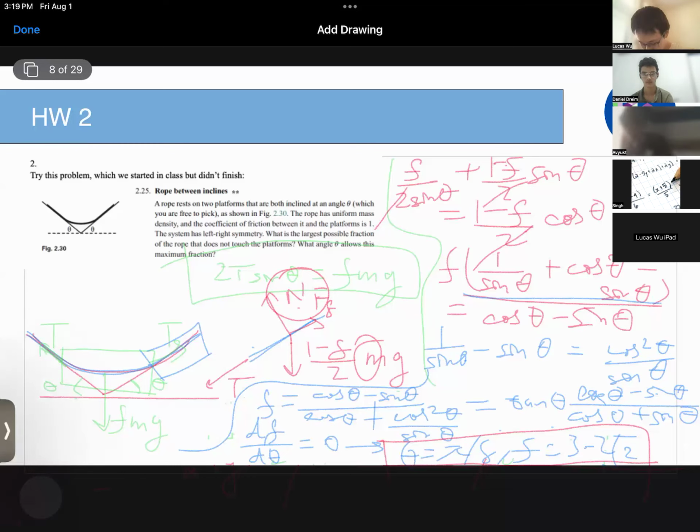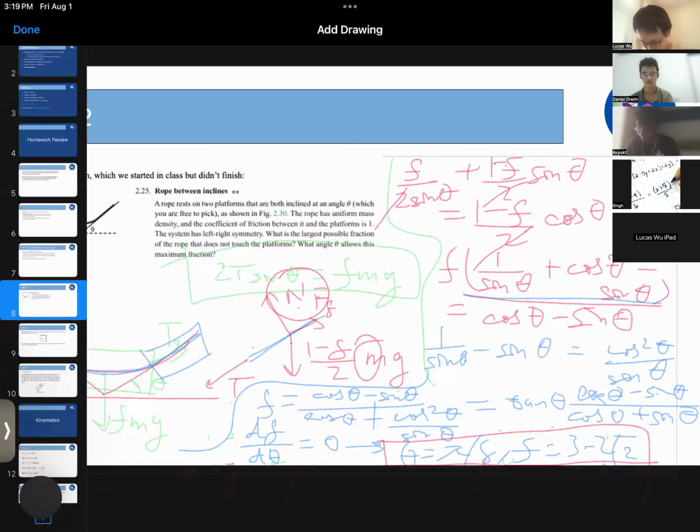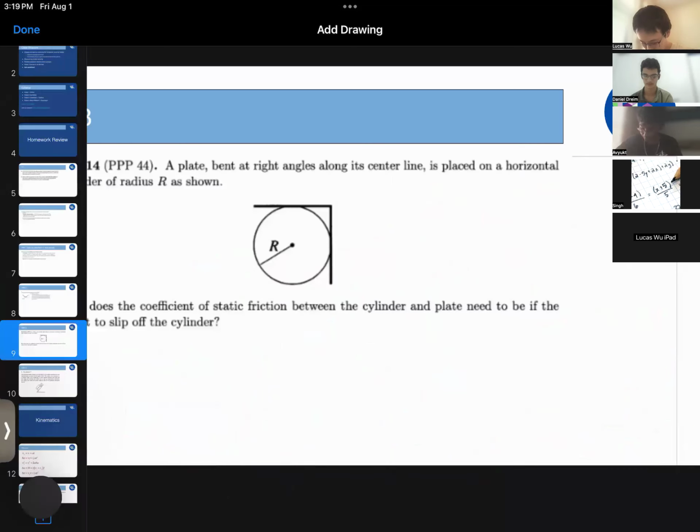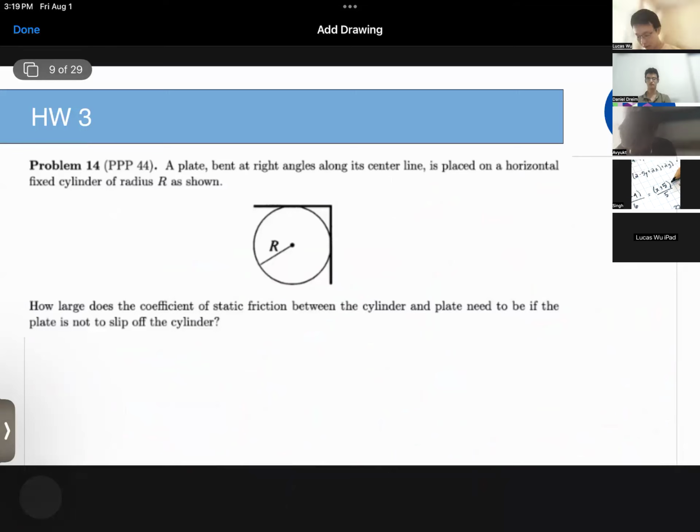Yeah, let's keep going. We're 30 minutes in, so oh shoot. Let's go on to problem 9, homework problem number 3. All right. A plate bent at right angles along its center line is placed on a horizontal cylinder of radius r as shown. How large does the coefficient of static friction between the cylinder and the plate need to be if the plate is not to slip off the cylinder? All right. So first, of course, let's write all the forces. So let's say the plate has mass.